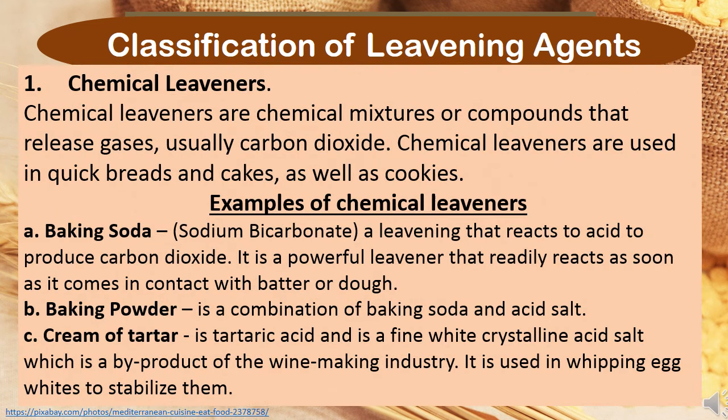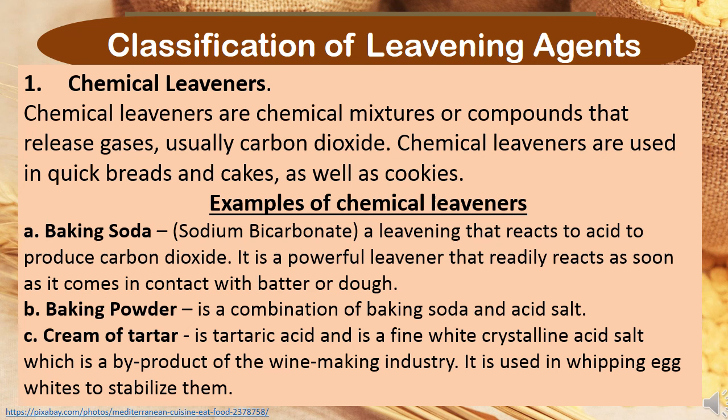Classification of leavening agents. First is the chemical leaveners. Chemical leaveners are chemical mixtures or compounds that release gases, usually carbon dioxide. They are used in quick breads and cakes as well as cookies. An example of chemical leaveners is, first, baking soda, also known as sodium bicarbonate. It is a leavening that reacts to acid to produce carbon dioxide. It is a powerful leavener that readily reacts as soon as it comes in contact with butter or dough.